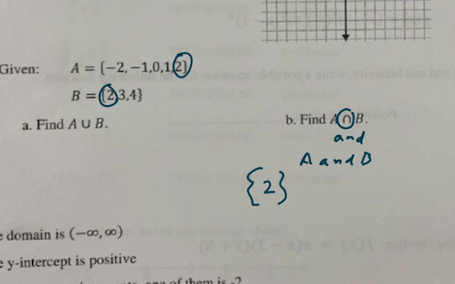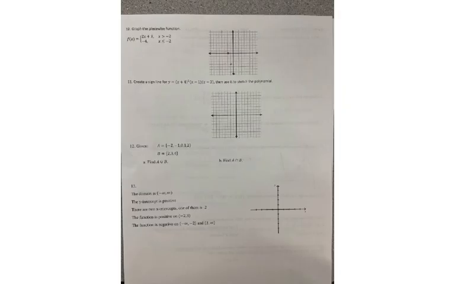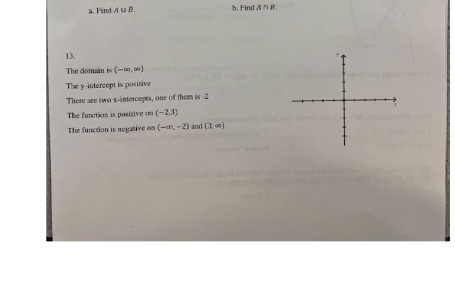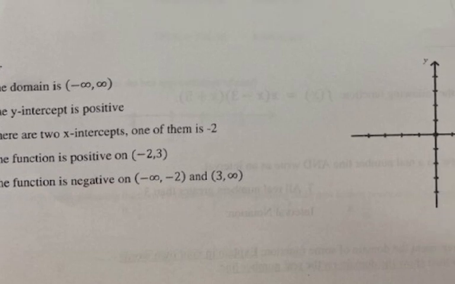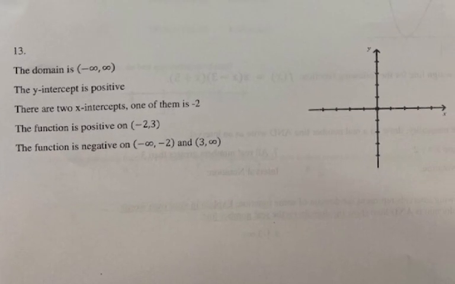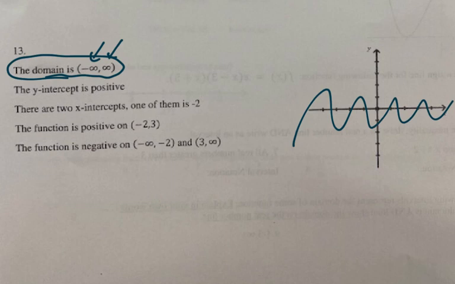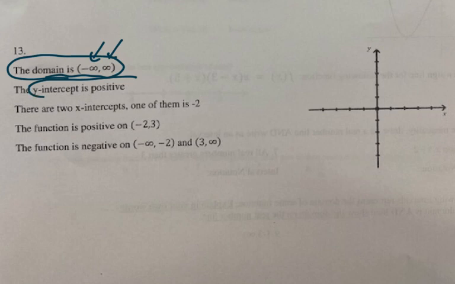All right. So now let's have fun with the last problem. Okay. So they're telling us here that the domain goes from -infinity to infinity. That means this curve is just going to go completely from left to right. Okay. We know that the y-intercept is going to be positive. So we know we have a point up here somewhere.